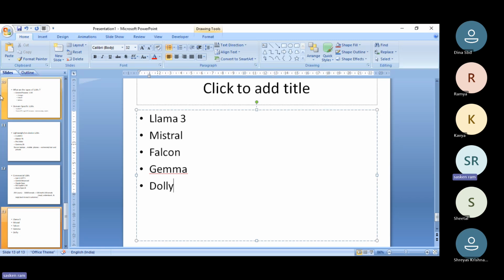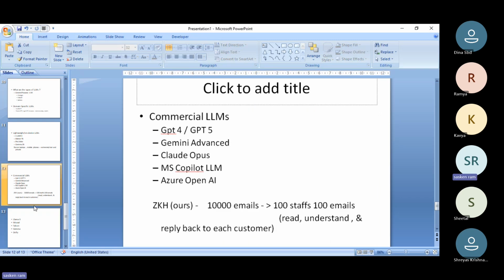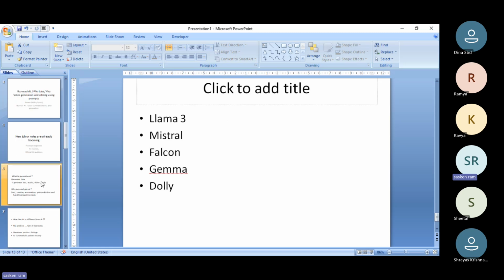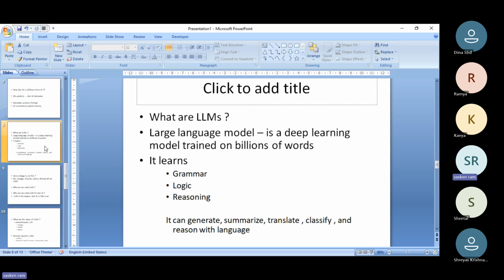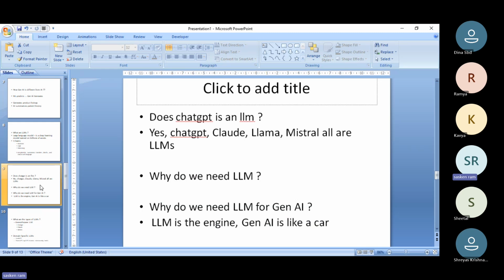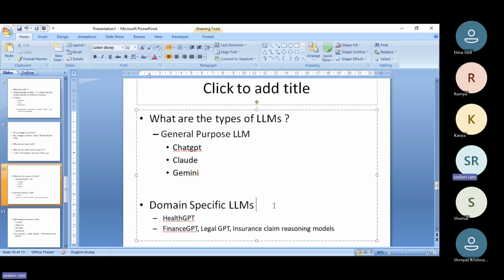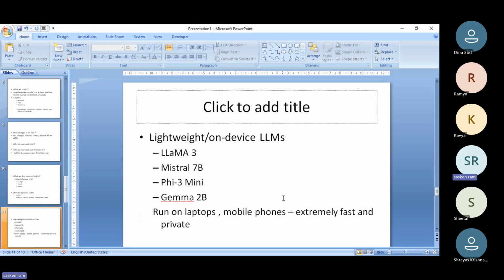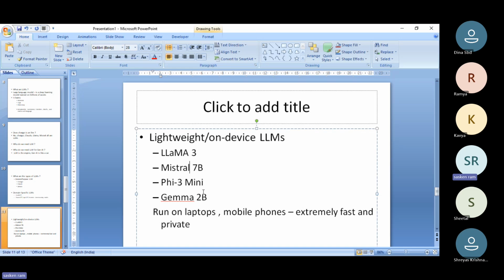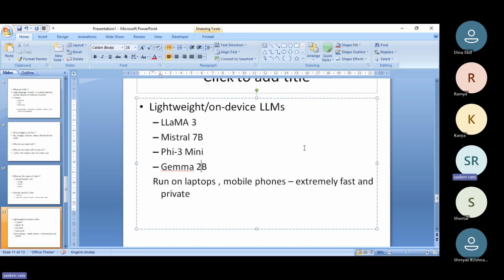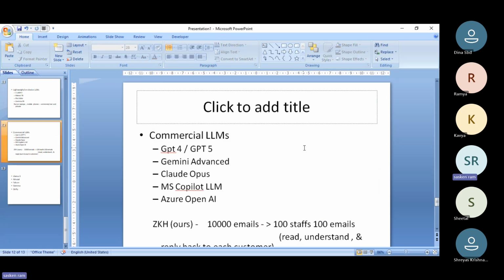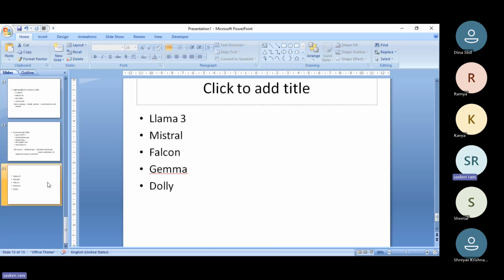Now that you understood public commercial LLMs and private LLMs, what have we discussed so far? What LLMs are and the types of LLMs: general purpose LLMs, domain specific LLMs, and lightweight LLMs. We discussed Llama, Mistral and Gemma. These are all lightweight LLMs, and even these can run on your mobile phone. Finally, we saw commercial LLMs and open source LLMs, and the difference between the two.